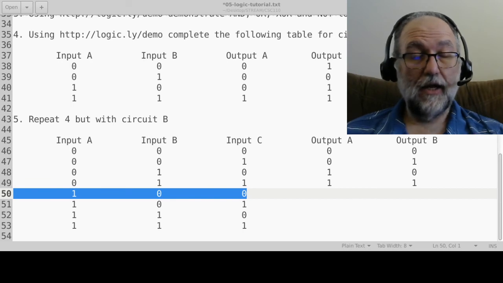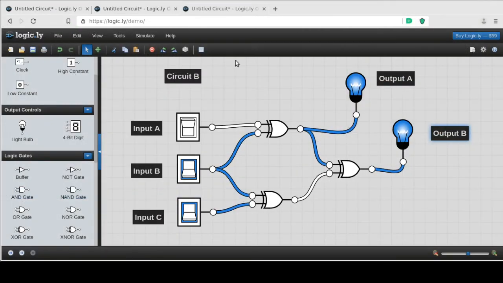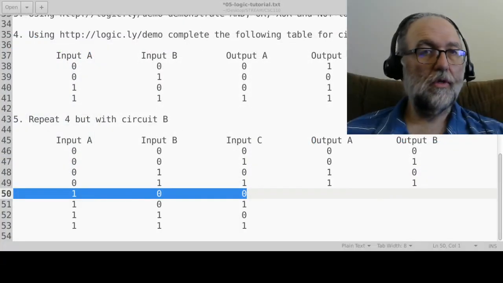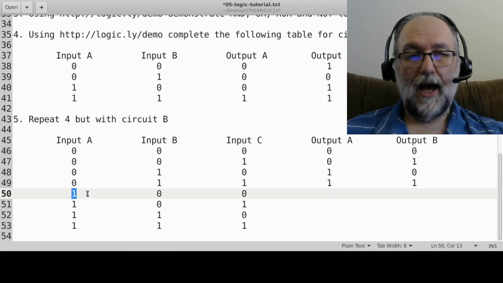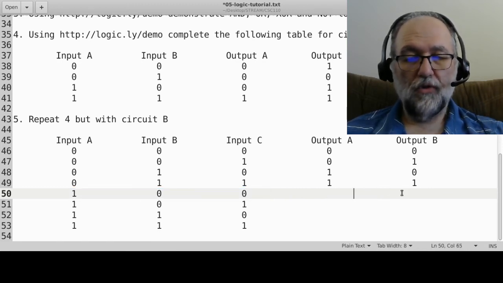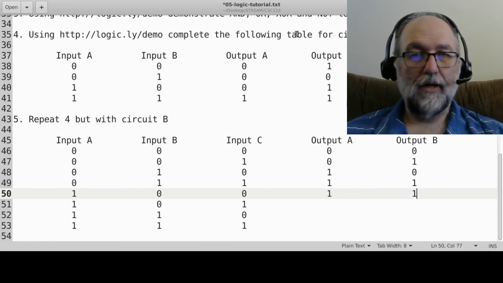Okay, what about that one? That one says that A is on and B and C are off. Okay, so on, off, off. Okay, switch over here. And so we're going to do on, off, off. So 1, 0, 0. And if you take a look at the output, both light bulbs are on. Okay, so if you go back to the table and you say, okay, when I had A on, B off, and C off, what do you get? You get that both A and B are on.